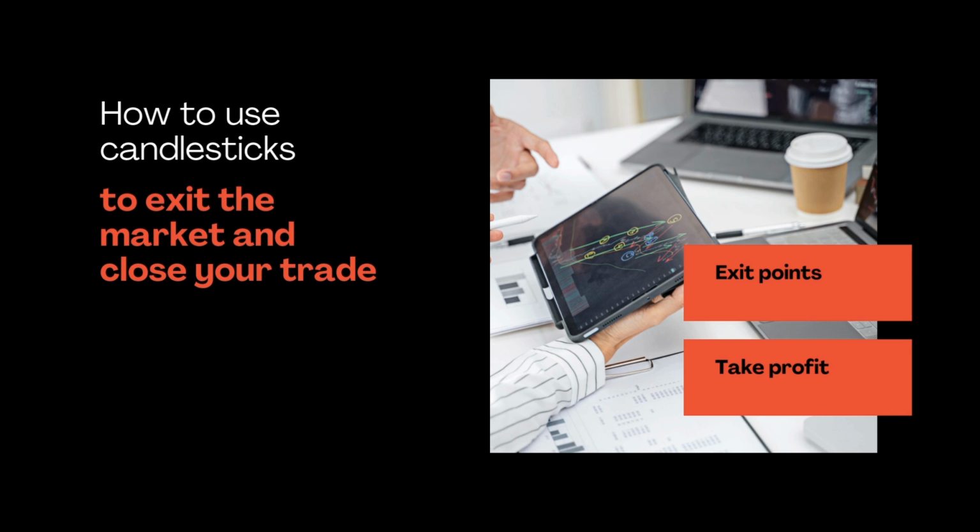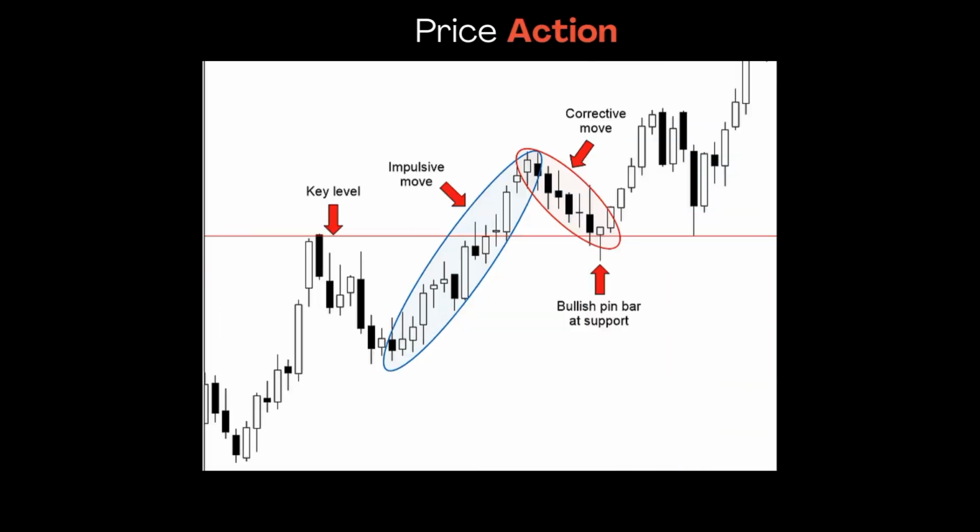So now, we're going to use candlesticks to see how we can leave our market and close our trade. Candlesticks define trade exit points. When you enter a trade, you'll have to close it. So you close it when the market eventually shifts its direction. Markets do not move in a linear fashion. They trend, accumulate, and correct.